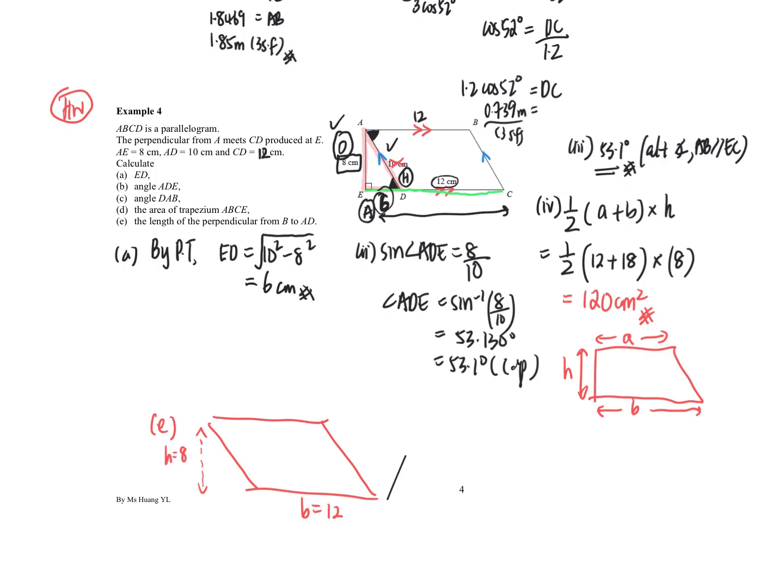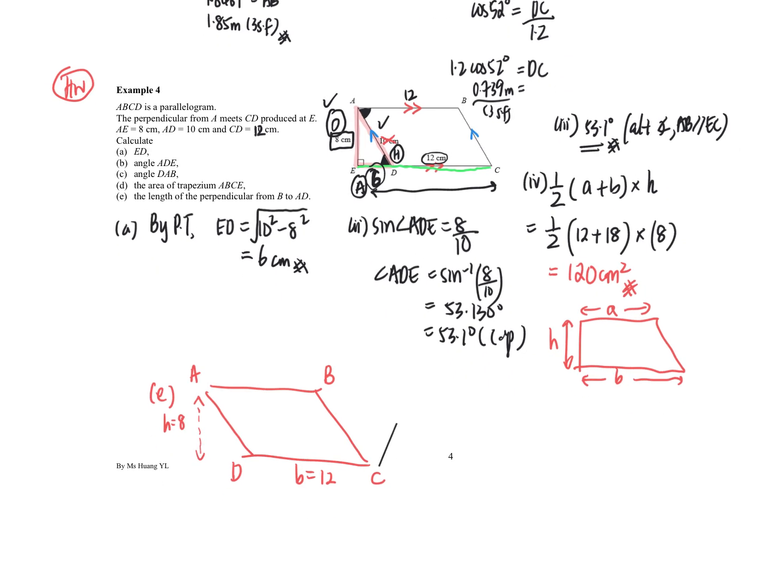Okay, do you all remember the parallelogram formula? How to find the area of a parallelogram? Same as a square, or rather rectangle: base times perpendicular height, right? So to find the area of this parallelogram, I will use base times the perpendicular height 8. So in this case it is 96.